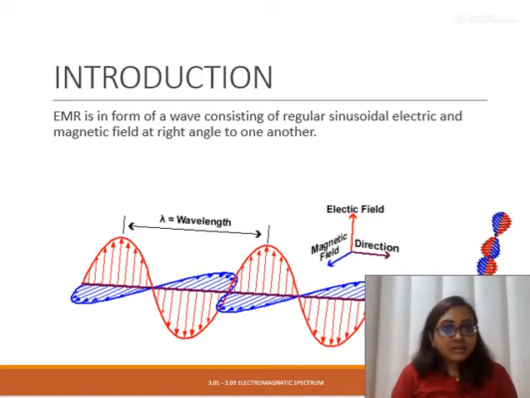What is electromagnetic radiation? It is a form of a wave consisting of regular sinusoidal electric and magnetic fields that are lying at right angle to each other. As we can see in the diagram, the red colored waves are the electric field. The blue colored waves are the magnetic field. Both the electric and magnetic fields are lying at right angles to each other, and the purple line represents the line of propagation. It is the direction in which the electromagnetic radiation is going to propagate.